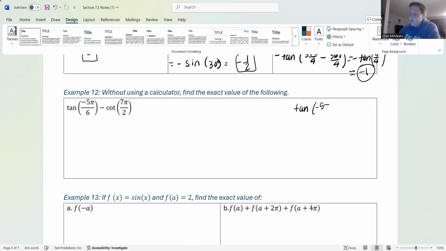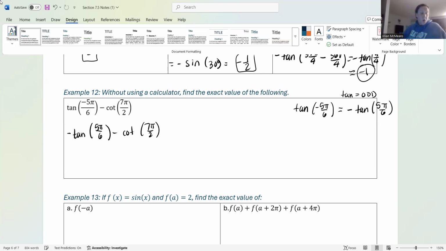So when I have tangent of negative 5 pi over 6, I can acknowledge that tangent is an odd function, which tells me that tangent of negative theta, we clearly have a negative theta here, equals negative tangent of that positive theta. So I could rewrite this as negative tangent of 5 pi over 6. Okay? Now we have this idea of reference angles, and we could use reference angles here, or we could just use our unit circle. Whatever is preferred is fine. I'm probably just going to use my unit circle for the sake of time. So let's rewrite this problem as negative tangent of 5 pi over 6 minus cotangent of 7 pi over 2.